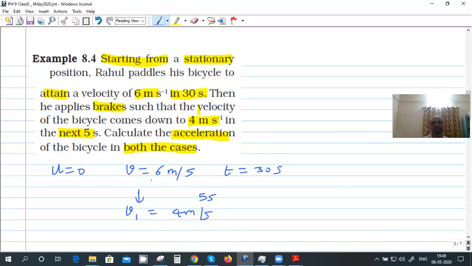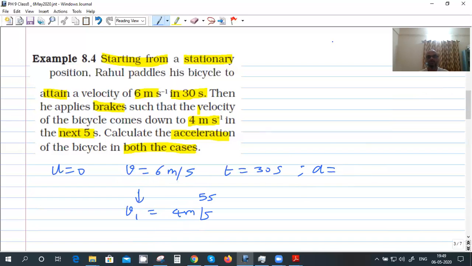Right. So there are two parts of this motion. This is the first 30 seconds and then the next 5 seconds. So acceleration in this first part is how much? Acceleration is 1 by 5 meter per second square. Okay, you know this equation of motion, V equal to U plus AT? The final velocity is equal to the initial velocity plus the acceleration into the time, yeah. Right, so it is 6 minus 0, that's the first kinematic equation, right? 6 minus 0 by time taken, 30. So the unit will be meter per second square. It is 1/5.